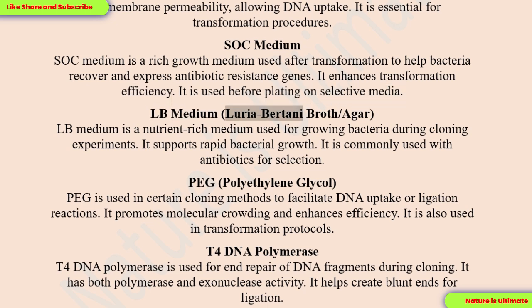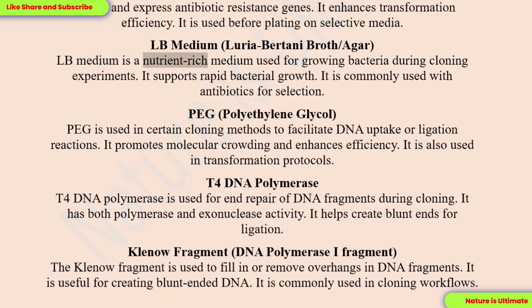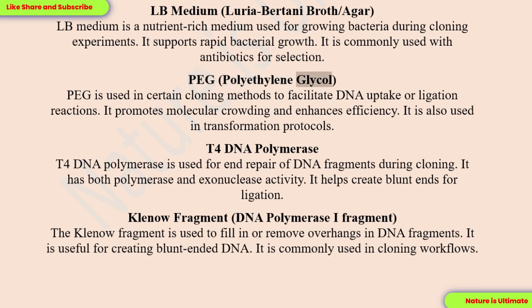LB medium, Luria-Bertani broth/agar. LB medium is a nutrient-rich medium used for growing bacteria during cloning experiments. It supports rapid bacterial growth. It is commonly used with antibiotics for selection. PEG, polyethylene glycol. PEG is used in certain cloning methods to facilitate DNA uptake or ligation reactions. It promotes molecular crowding and enhances efficiency. It is also used in transformation protocols.